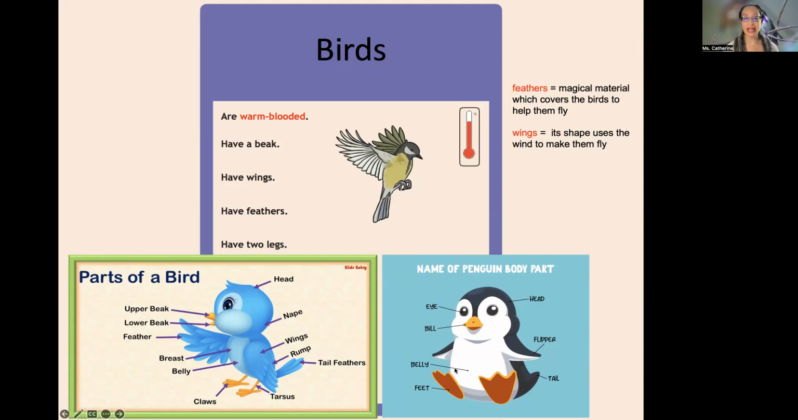Then we have the belly, which is the stomach. We have the feet. You see the feet? It's webbed, right? The skin connected to the toes. And we have the tail. Think of the tail like the end of the bird or the end of the penguin, or even a cat or a dog has a tail, right? But they're not birds. Cats and dogs are mammals.